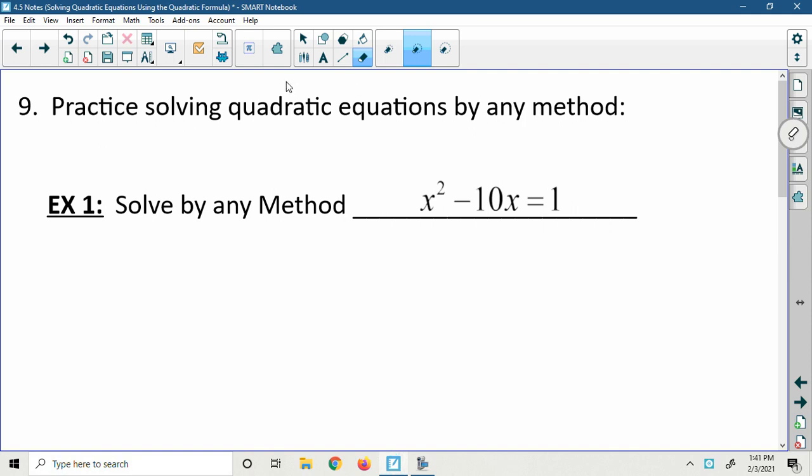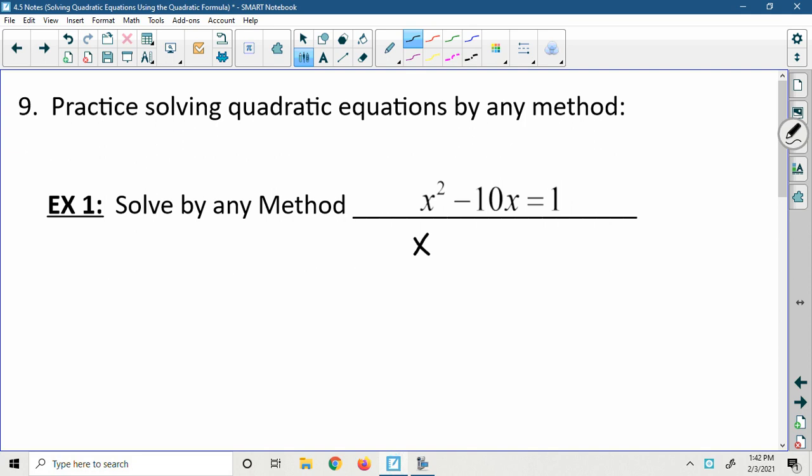Okay, hopefully you paused the video and did that. Now, let's see how you did. On example 1, I actually had them raise their hand and say which method they used. They found that factoring didn't work on example 1. So most of the people did completing the square or quadratic formula, probably more quadratic formula than anything.